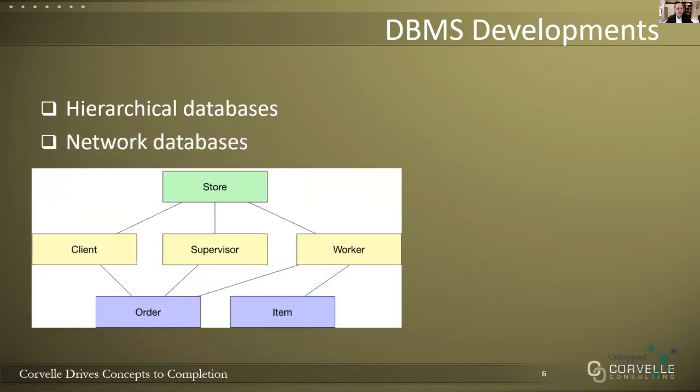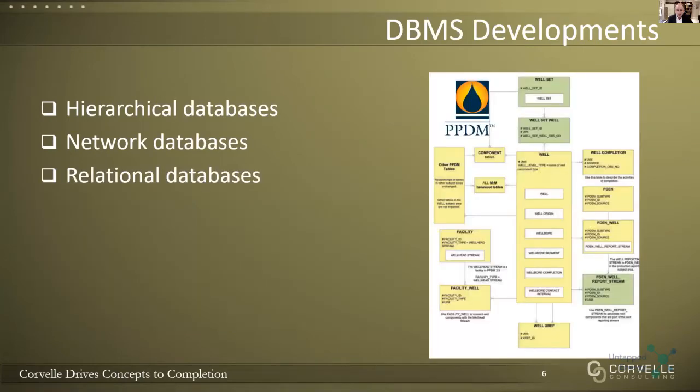Then came the network databases. They were the second generation and offered a richer structure starting in the 1970s, and the dominant DBMSs were Database, IDMS, and Total. And then along came the relational databases in the 1980s. And as you know, they've become and have remained the principal DBMSs.